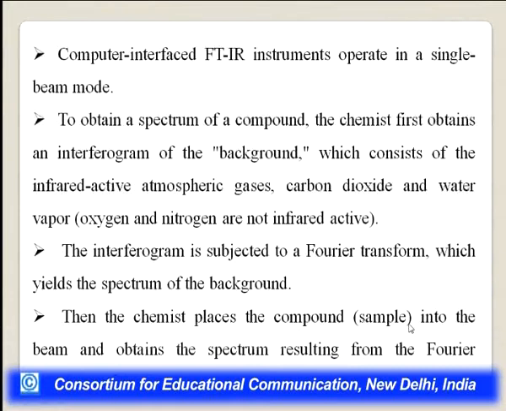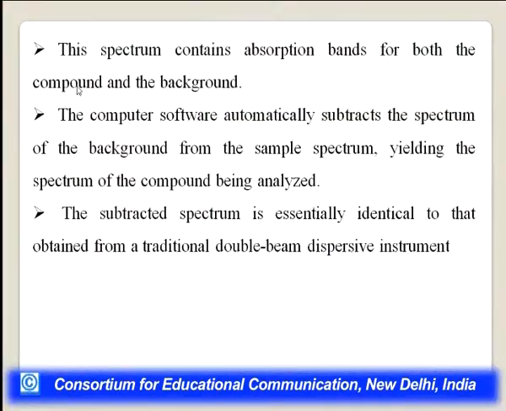Then the chemist places the compound into the beam and obtains the spectrum resulting from the Fourier transform of the interferogram. This spectrum contains absorption bands for both the compound as well as for the background. The computer software automatically subtracts the spectrum of the background from the sample spectrum, yielding the spectrum of the compound being analyzed. The subtracted spectrum is essentially identical to that obtained from a traditional double beam dispersive instrument. So this was about the instrumentation part of IR spectroscopy.